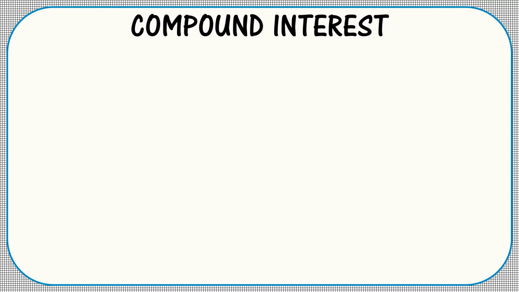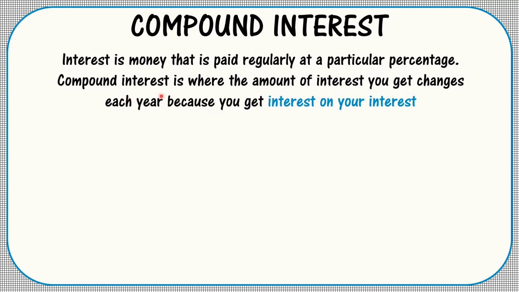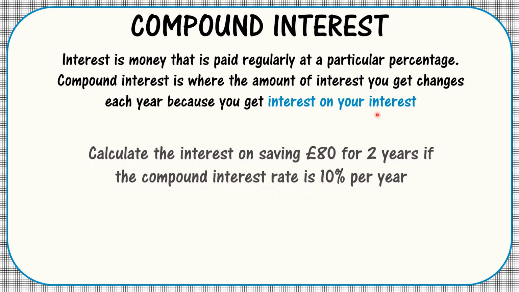For us to understand how to attempt compound interest questions, we need to know what is meant by interest and what is meant by compound interest. Interest is money that is paid regularly at a particular percentage. Compound interest is where the amount of interest you get changes each year because you get interest on your interest. So it's basically interest on top of interest.